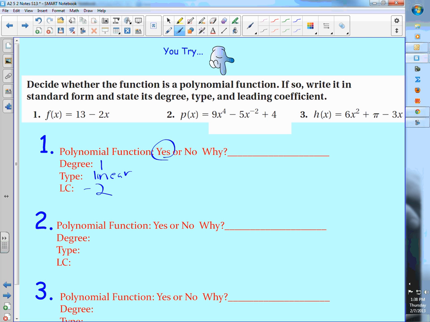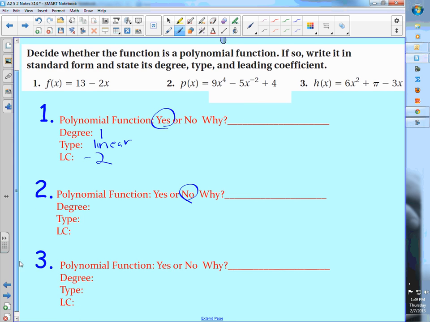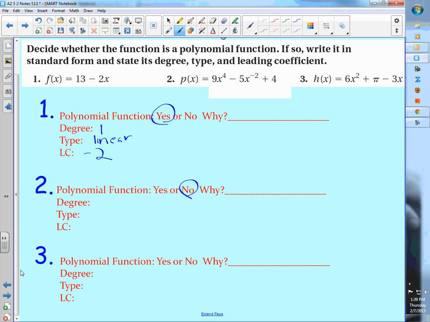Nick, how about number 2? It's not. Why not? Because the exponent is negative. Yeah, negative power, no way. Okay, so we can't have a negative power.